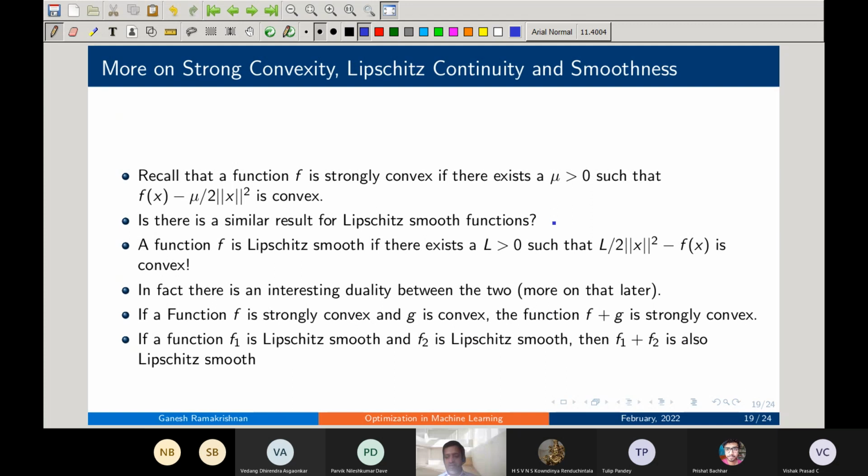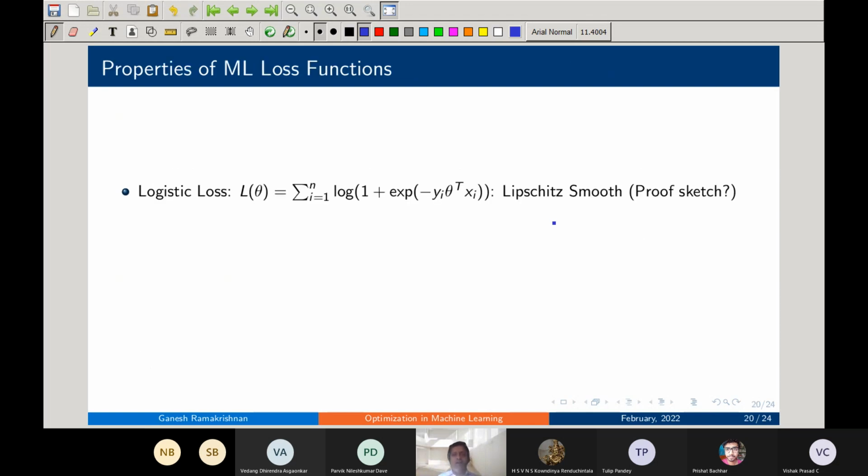So I'm going to leave you with some homework now. This is going to be more important homework than the homework I've given you so far. Can we use all of these properties and prove some of these? ML loss functions, that's our goal. Logistic loss, does it have some properties? Is it Lipschitz smooth? What's the proof sketch? I may not do the proof in as great detail as I did for convexity and strong convexity, but give some thought to it. Logistic loss, how do you prove it is Lipschitz smooth?